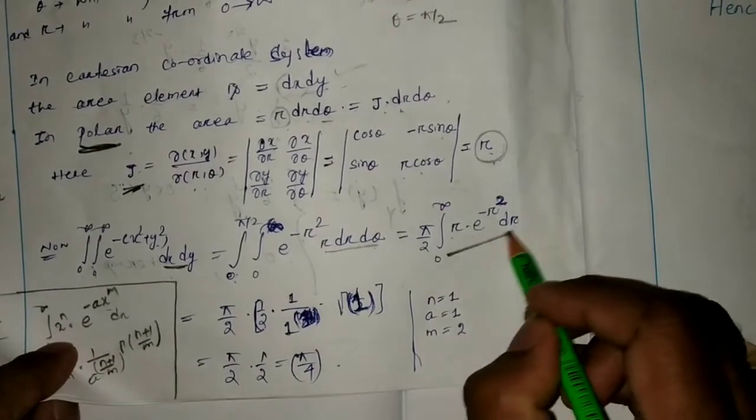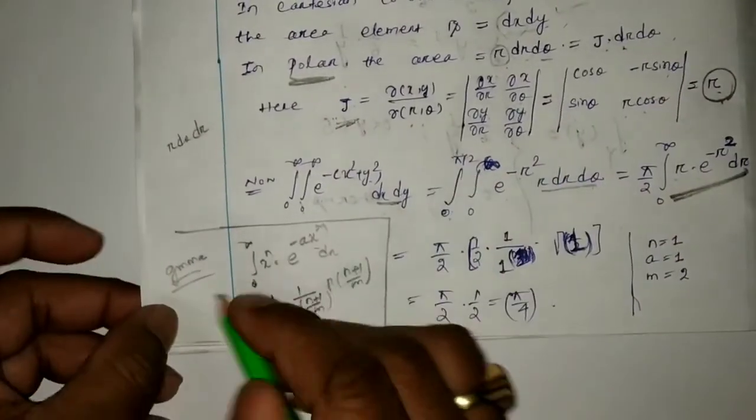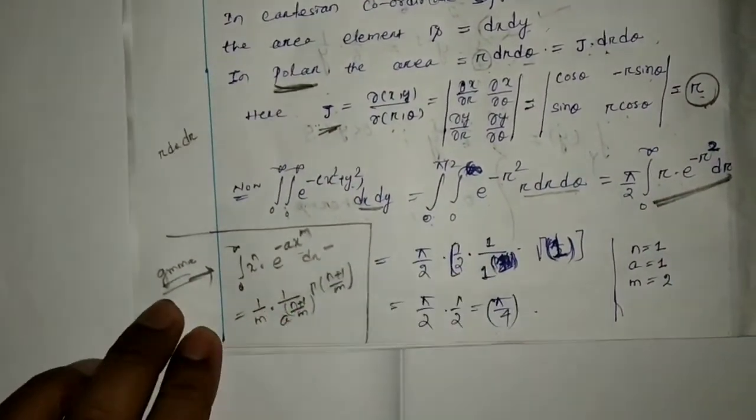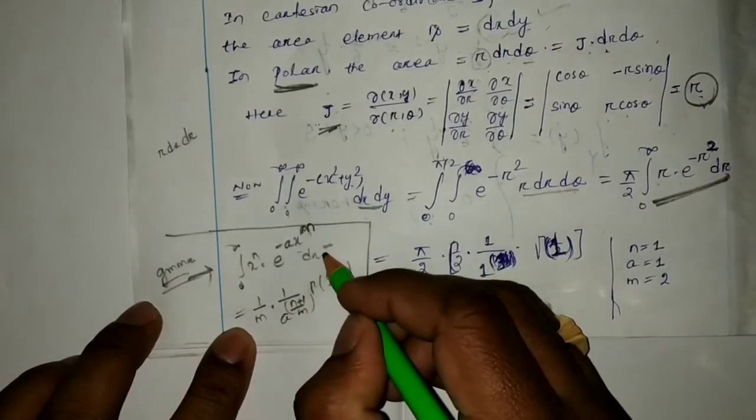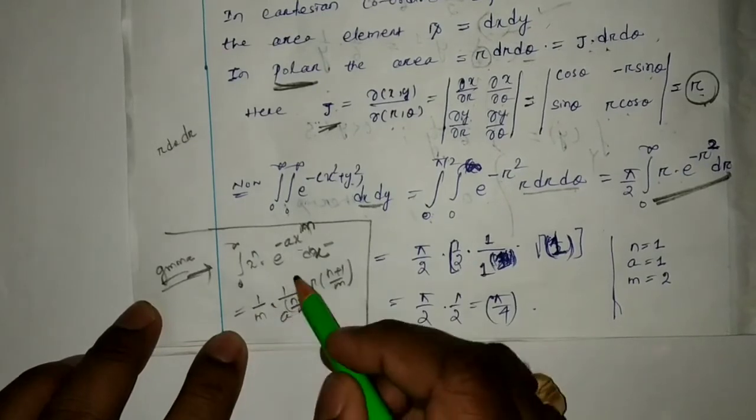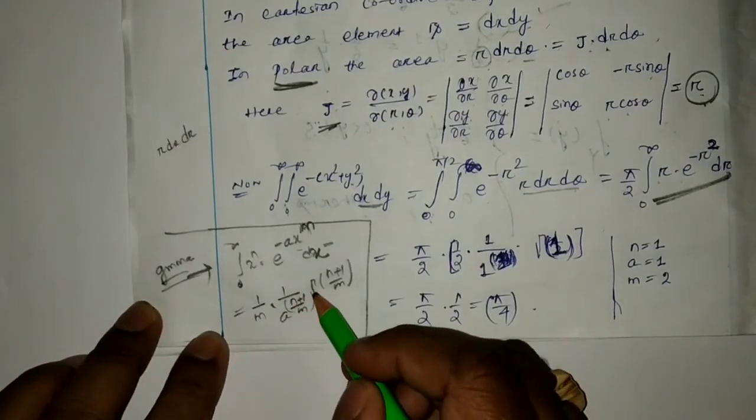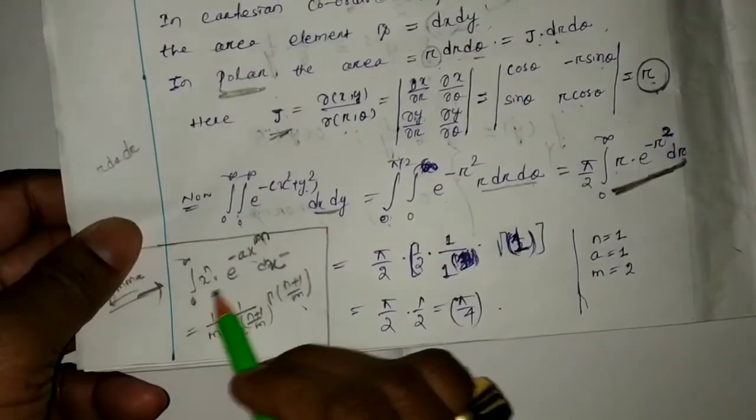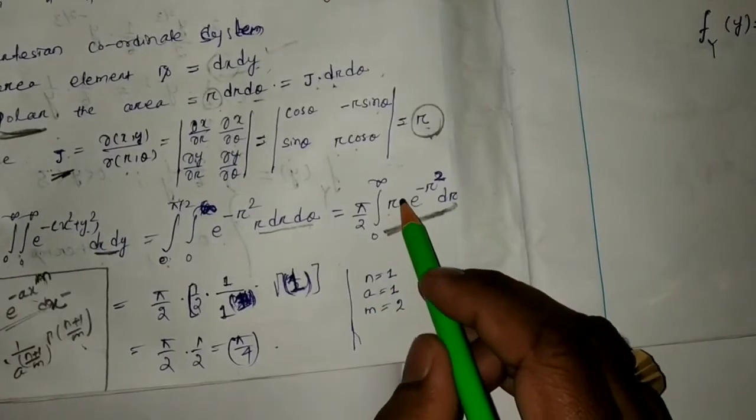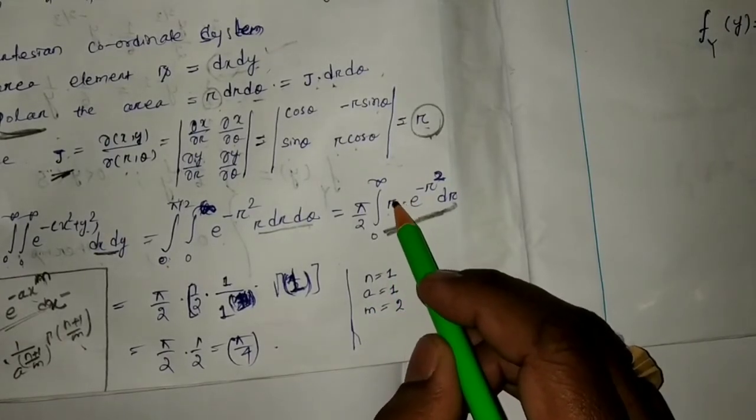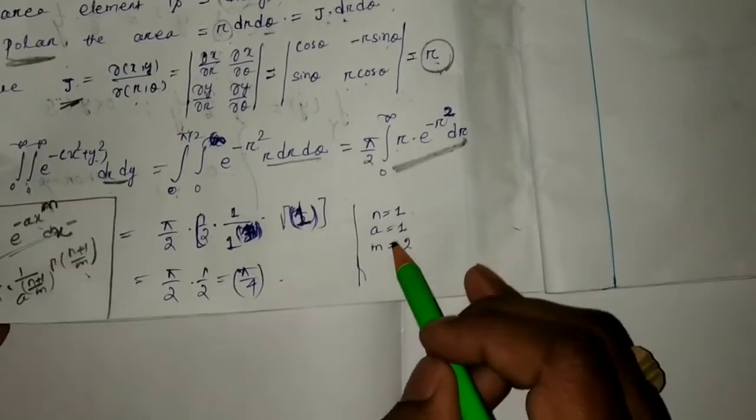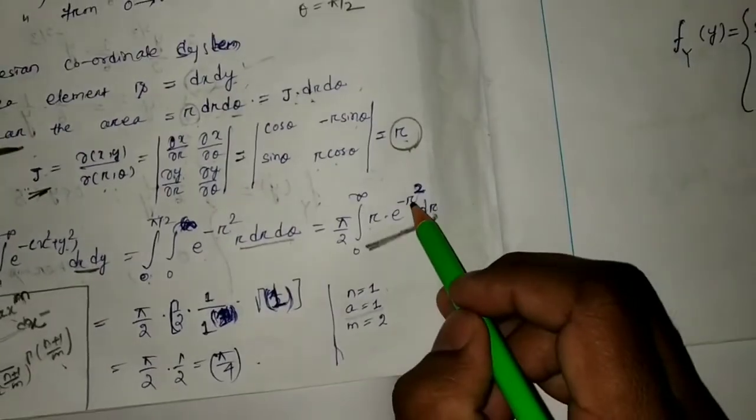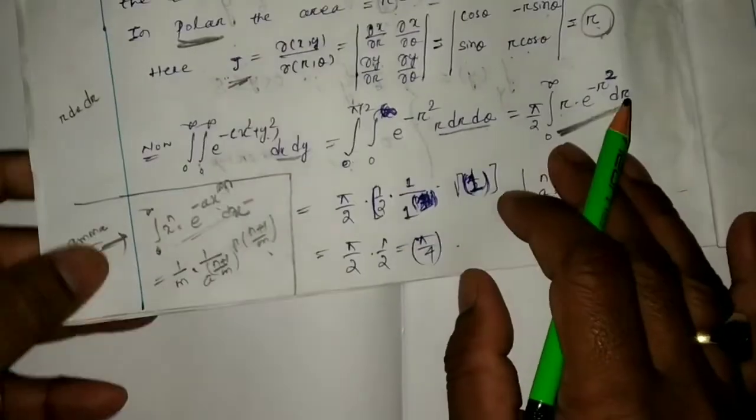So this is a gamma function. We already discussed that if the gamma function is in the form x to the power n e to the power minus a x to the power m dx, then it will be 1 by m into 1 by a to the power n plus 1 by m into gamma of n plus 1 by m. Comparing this integral with that, the power of r means n equal to 1. The coefficient of r square is 1, that means a equal to 1, and r to the power 2 means m equal to 2.